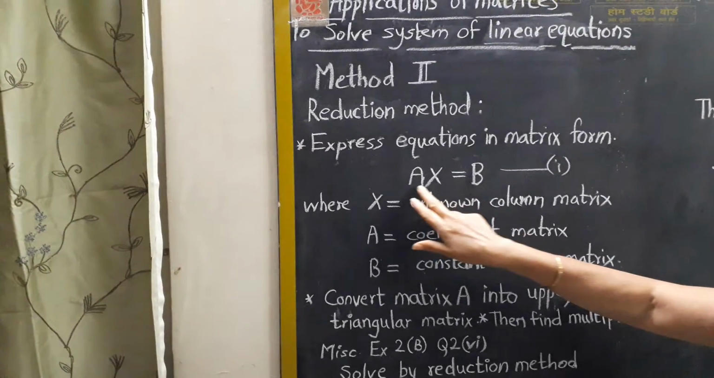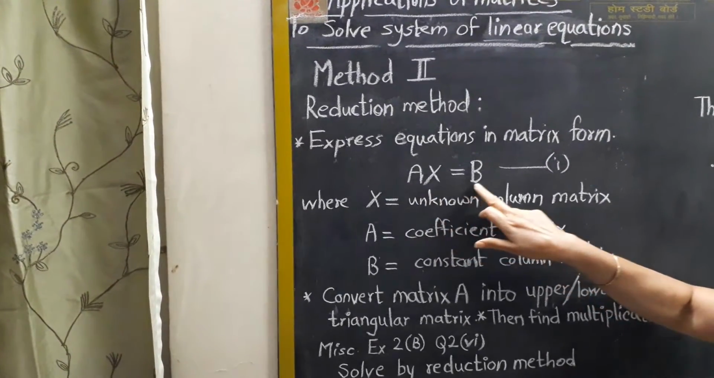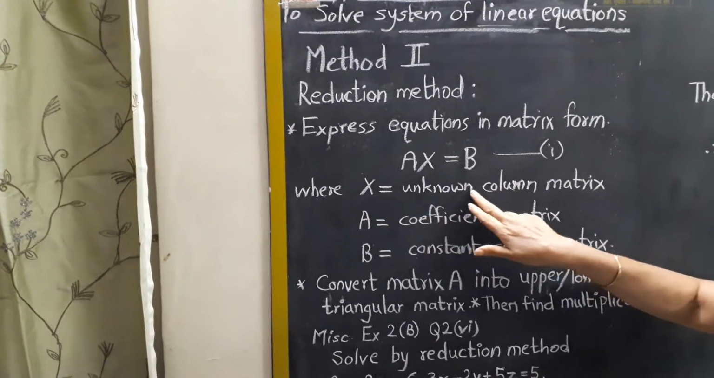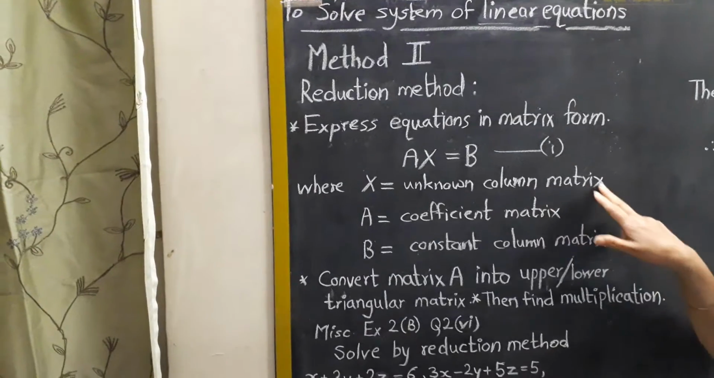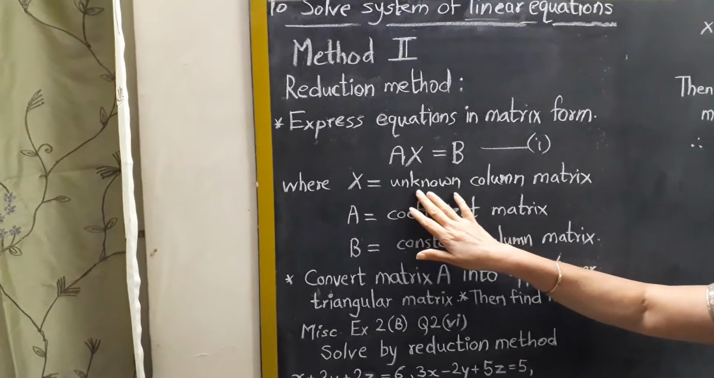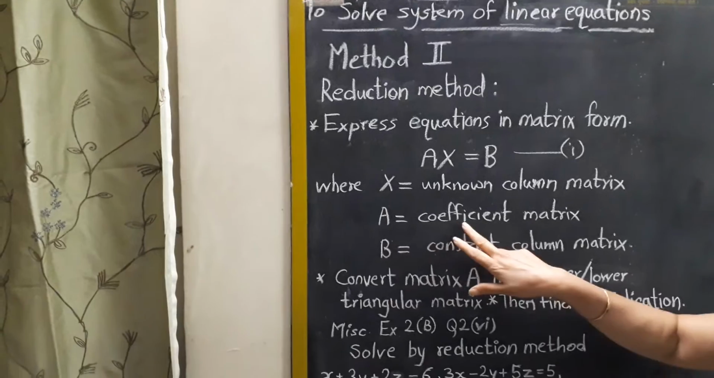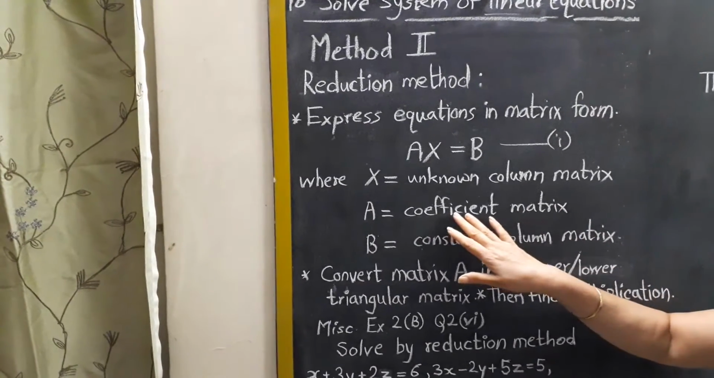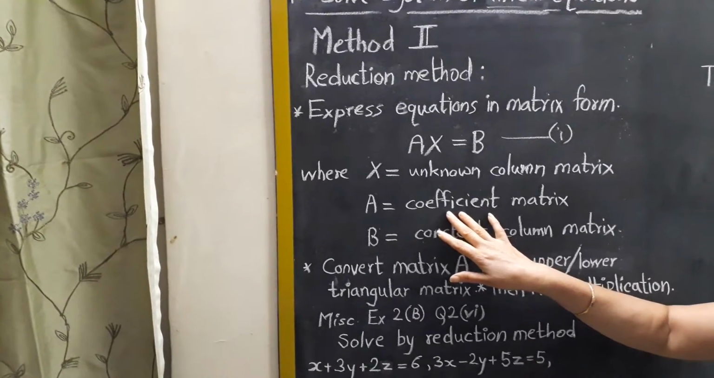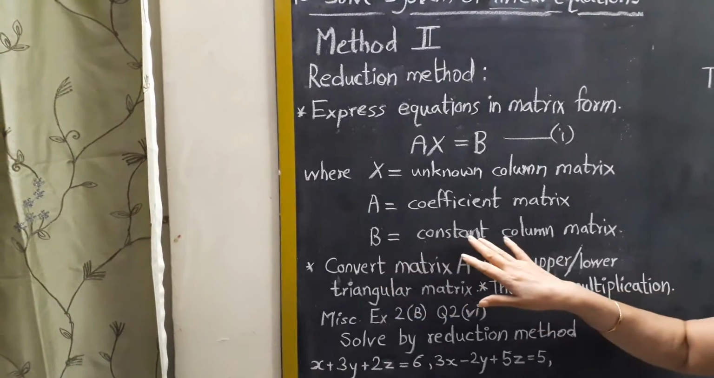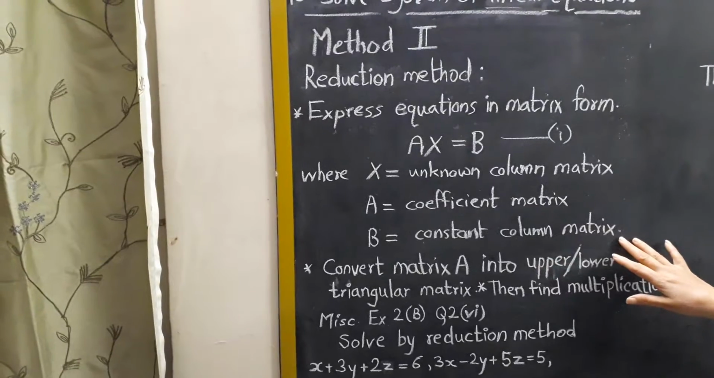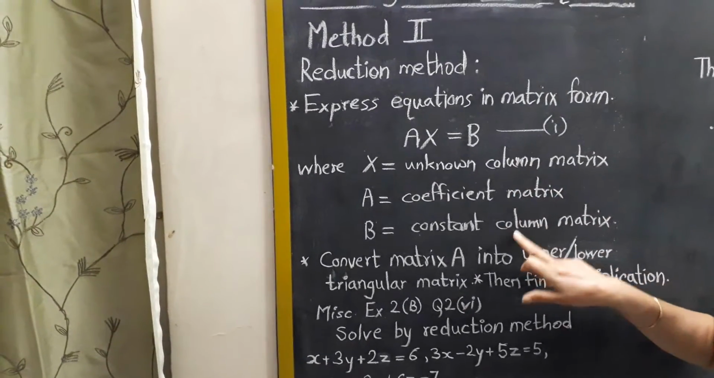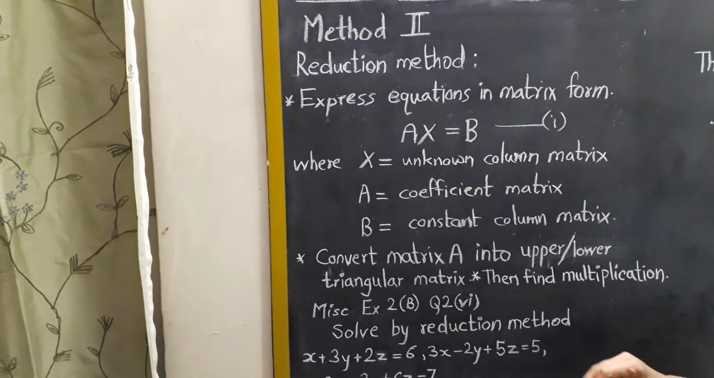That is AX equals B, where X is the unknown column matrix, which consists of the variables. A is the coefficient matrix, which consists of the coefficients of the variables. B is the constant column matrix. So both X and B are column matrices.